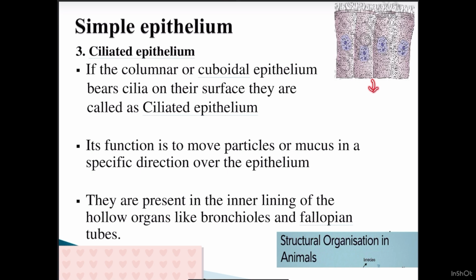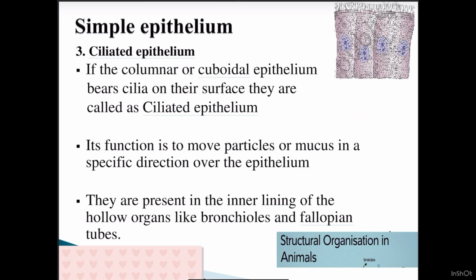The diagram here is of epithelial tissue having cilia. Right? It consists of the nucleus at the base of the cell. It is seen in the inner lining of the stomach and intestine.